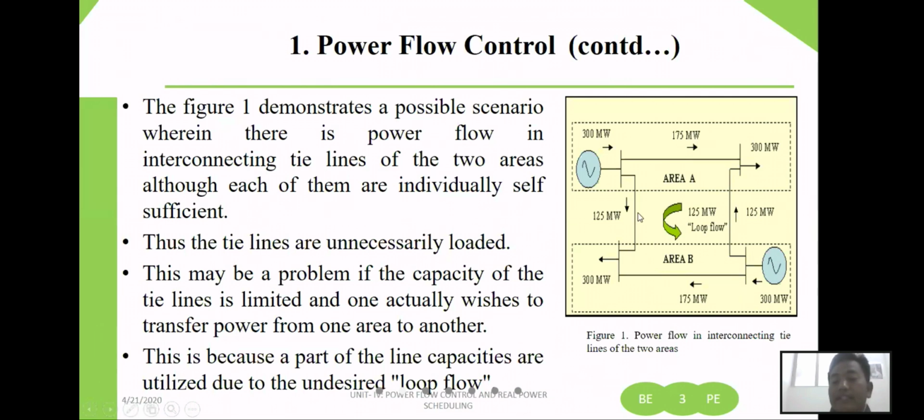The example I gave here is if one tie line is not able to carry 125 megawatts, let's say it can carry only 100 megawatts. So 25 megawatts cannot be carried by this tie line. In such a case, what you have to do is use some compensator to decrease the reactance and improve the power.